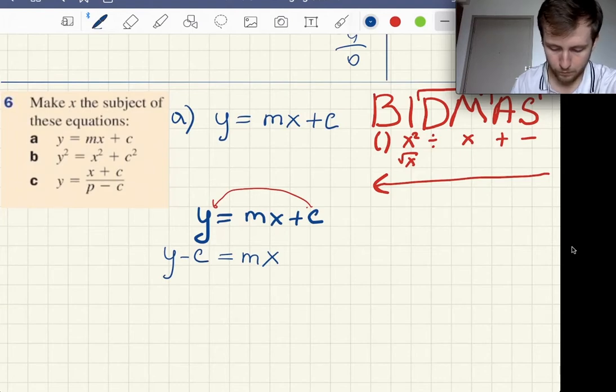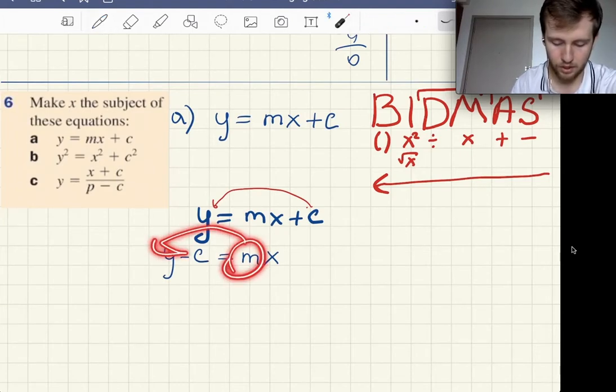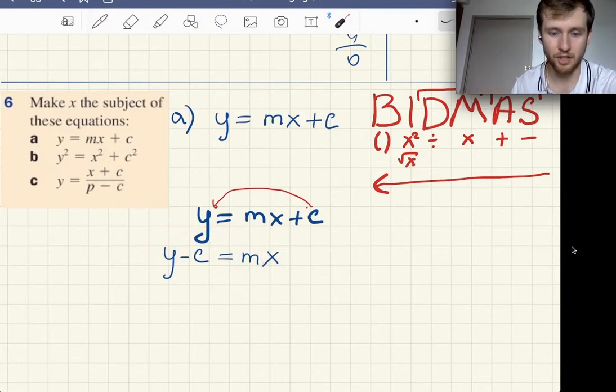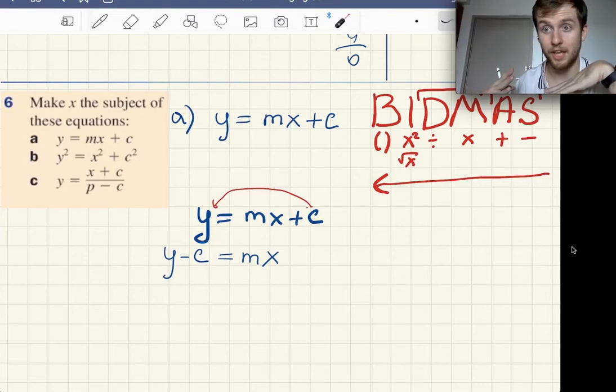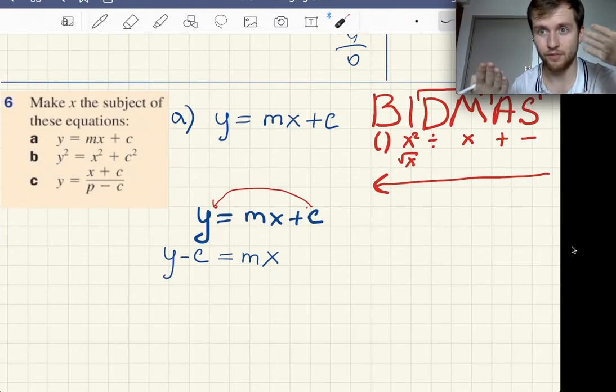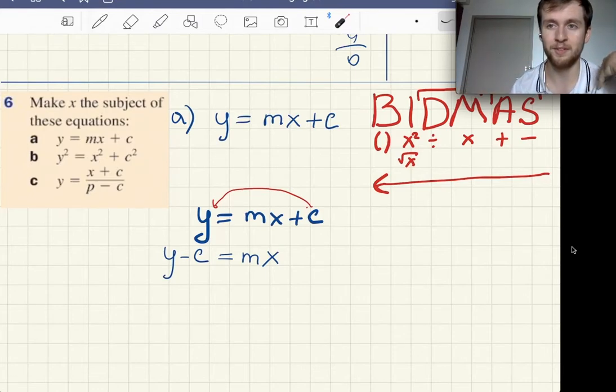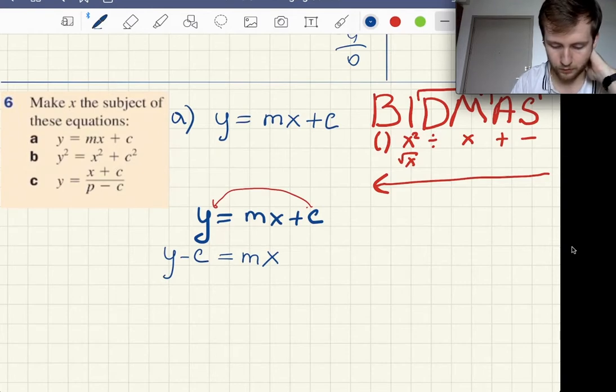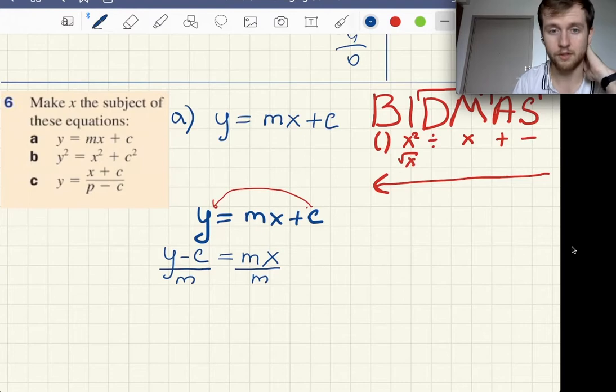And now what do we do next is we have to take m out. And we have to think, how do we take it out? So right now it's a multiplication. It's mx. We write mx, but actually it's m times x, right? So how do we get rid of multiplication? We have to do division. We have to do what is opposite to multiplication. So we have to divide it. We have to divide both sides by m, like this.